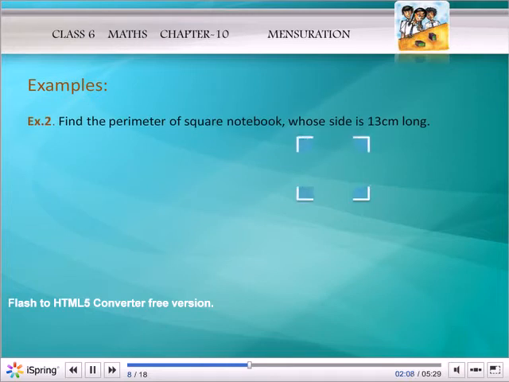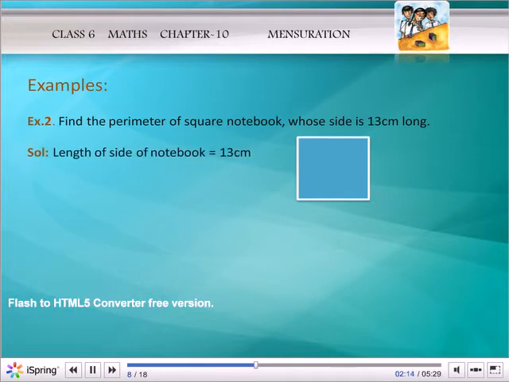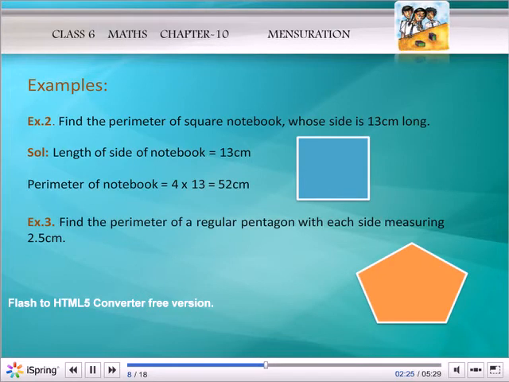Example 2. Find the perimeter of a square notebook whose side is 13 centimeters long. Length of side of notebook is 13 centimeters. Perimeter of notebook is equal to 4 into 13, which is 52 centimeters. Example 3. Find the perimeter of a regular pentagon with each side measuring 2.5 centimeters. Solution. Perimeter of regular pentagon is 5 into 2.5, which is 12.5 centimeters.